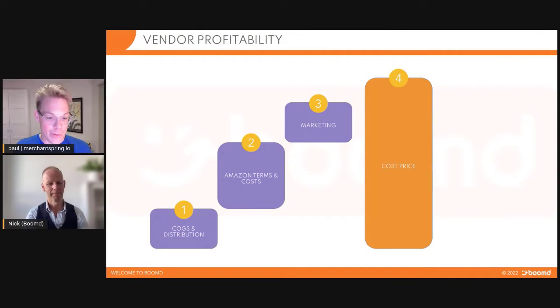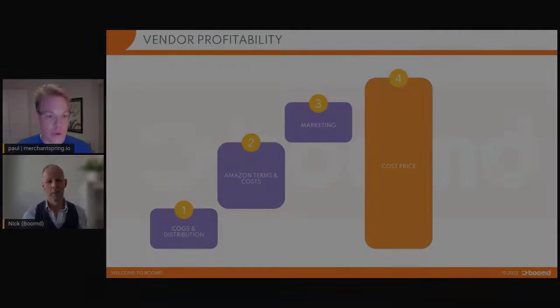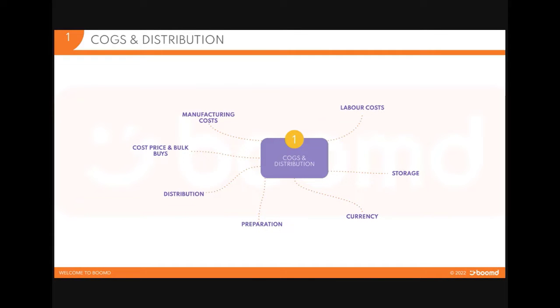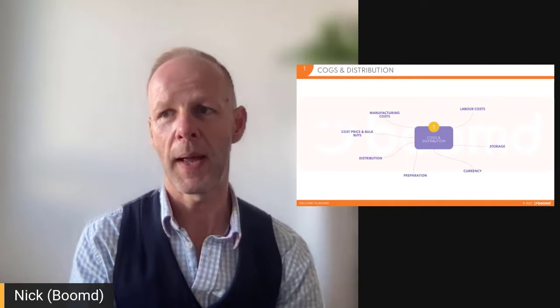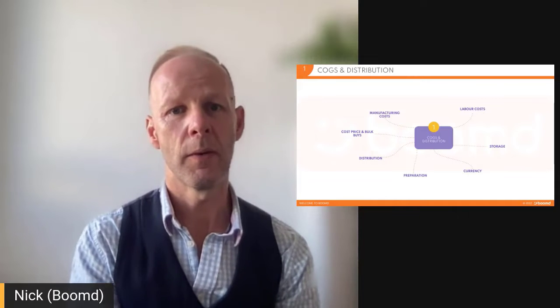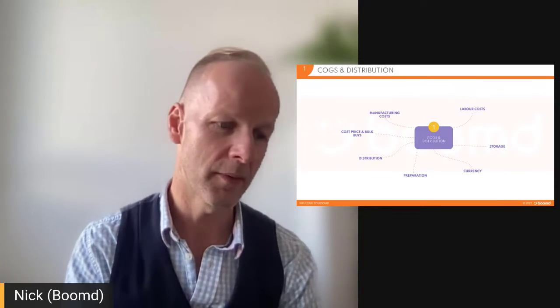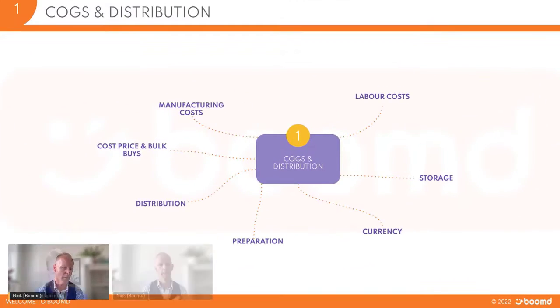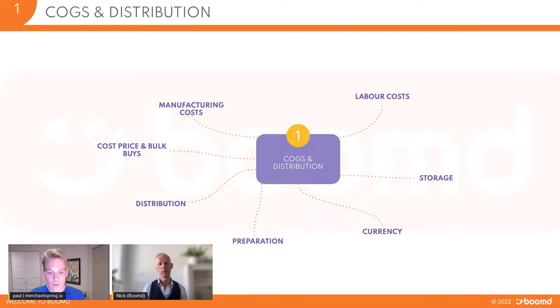Why don't we start at the bottom, Nick, with COGS and distribution? This is their bread and butter. It's all the things that you would consider when trying to develop a cost price that you would present to Amazon as part of this profitability equation. So that really covers the first part, which is just understanding the costs and then getting the products to an Amazon fulfillment center so we can start this B2B relationship.